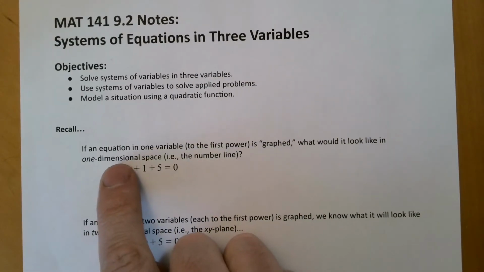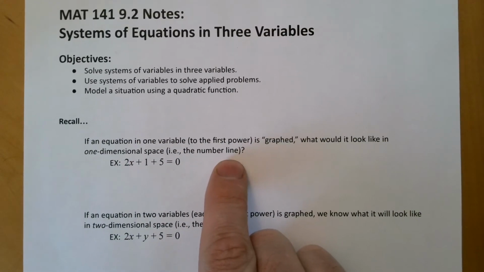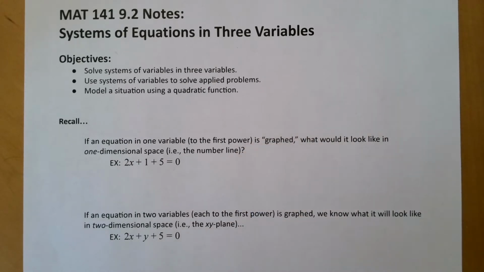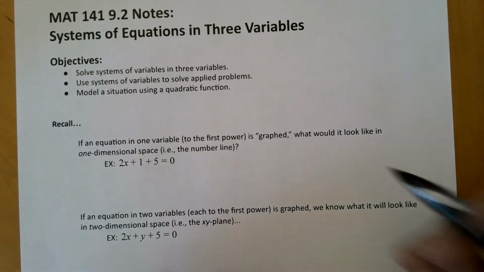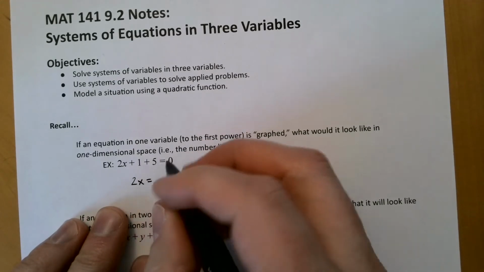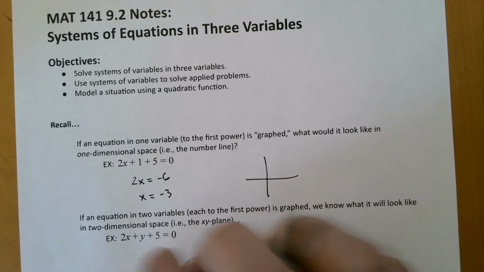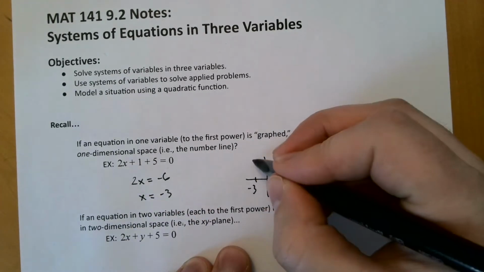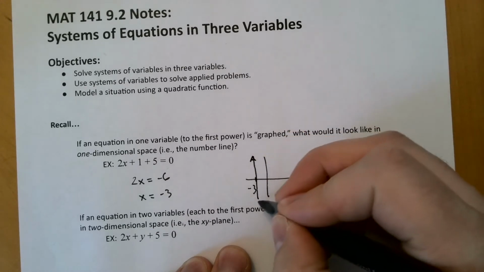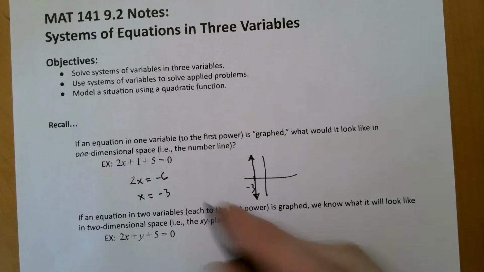Let's recall. If we had an equation in one variable, in other words, to the first power, we have one variable being x, with that being the first power. If we graphed it, what would it look like in one-dimensional space? Well, in this particular one, we get 2x equals -6, so x equals -3. If I were to graph this one, I would go right to -3 and draw a vertical line. Now, if this had been a y, it'd be a horizontal line.